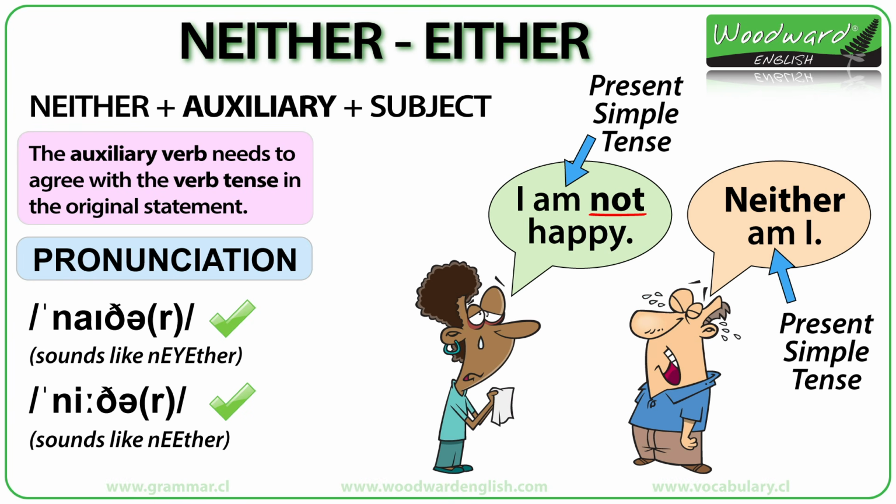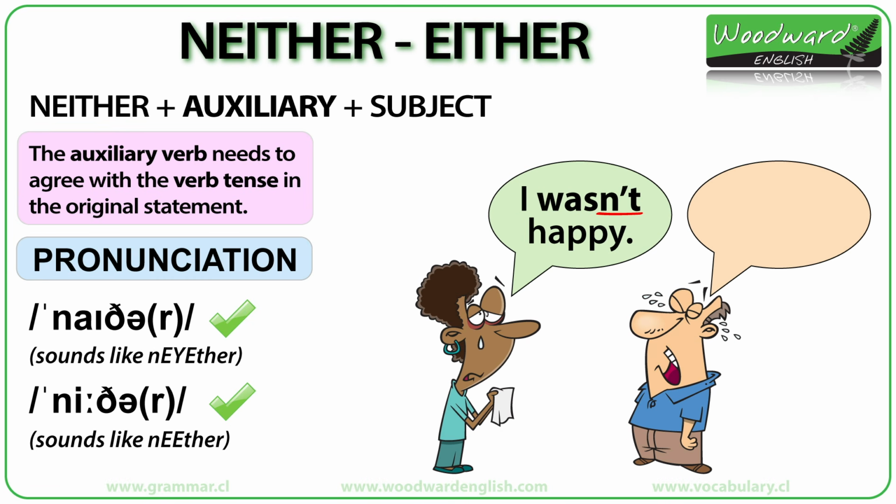Remember, neither am I means I am not happy either. So the complete interaction is I am not happy. Neither am I. Let's look at a similar example. I wasn't happy. What tense is used here?